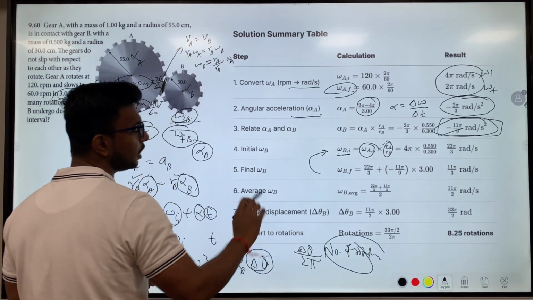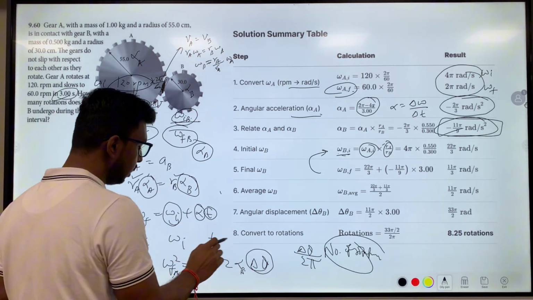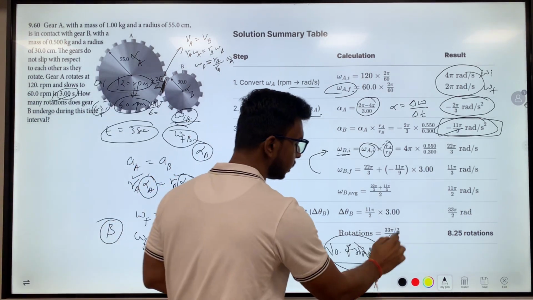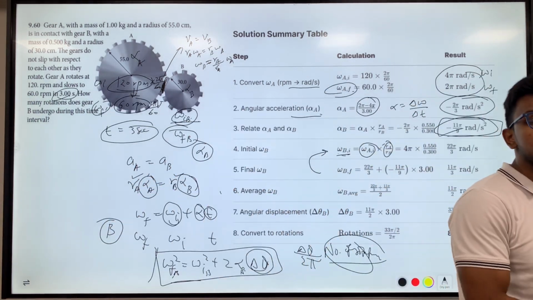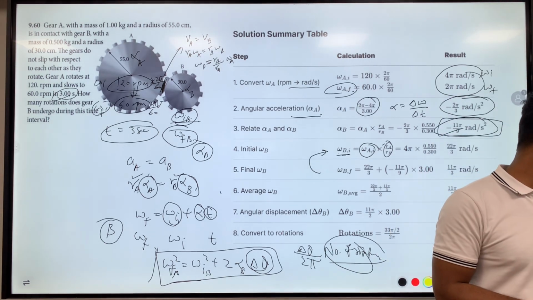Here they have taken the average and all that. I would recommend don't do that, if you are not familiar with it. Rather use the equation of motion, and from here you will get the number of rotations. Why am I dividing it by 2 pi? Because in one rotation the angle is 2 pi.